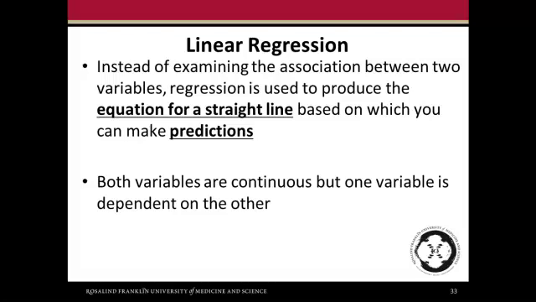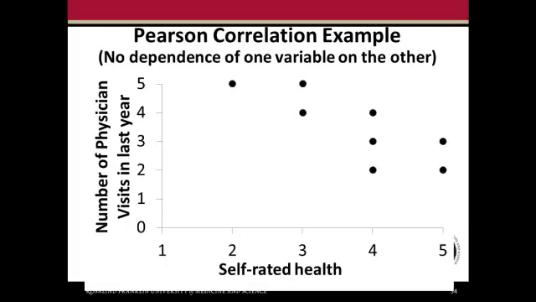Both of the variables for linear regression are continuous, but one variable is the independent variable and the other variable is a true dependent variable. And this is key when we're talking about linear regression. Just to recall from previous mini lectures on the Pearson correlation, there's no dependence of one variable on the other. So we have self-rated health and the number of physician visits. Recall with a Pearson correlation example, we have no dependence of one variable on the other.